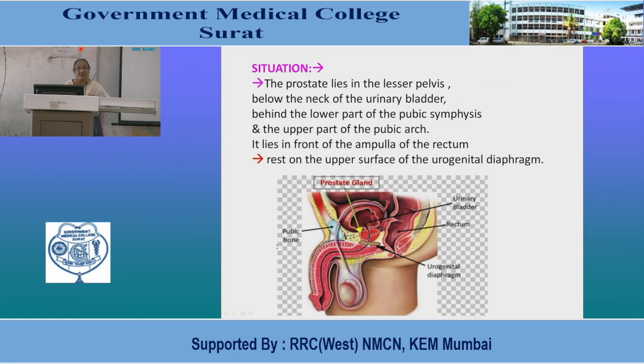In the given diagram, we can see that the urogenital diaphragm is made up of 2 muscles. The prostate gland lies at the neck of the bladder and rests on the upper surface of the urogenital diaphragm. This is the situation of the prostate gland along with the male reproductive organs.